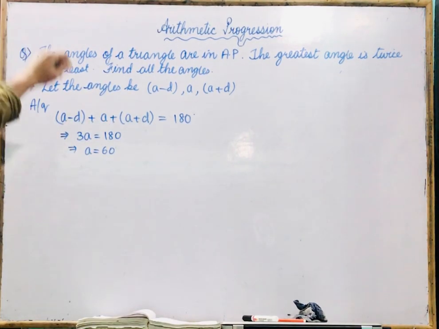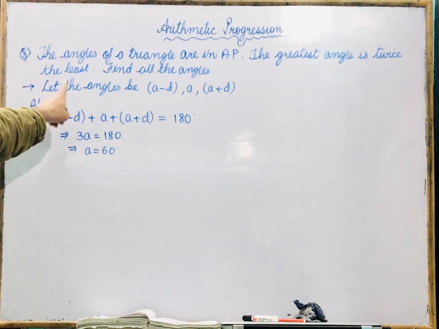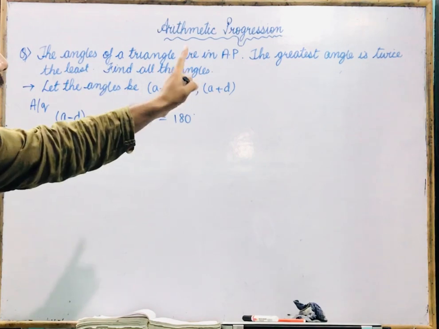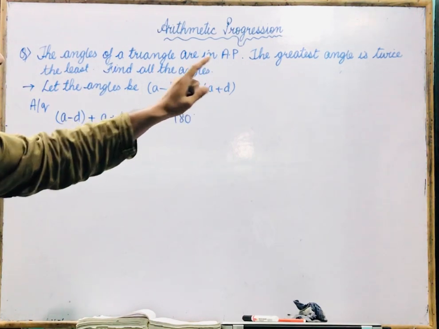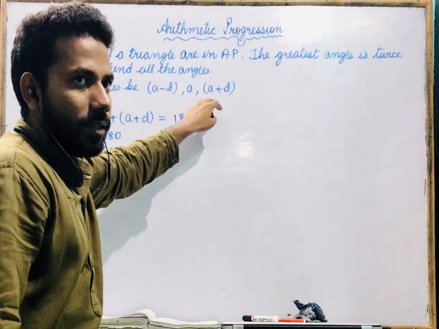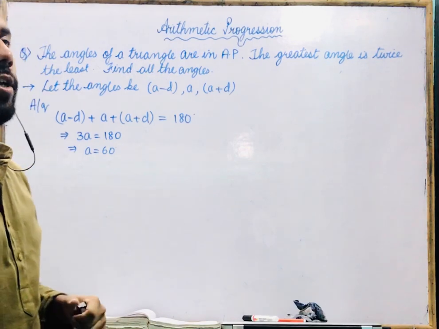Now, you see, the other thing is also given. One more equation is given. The greatest angle is twice the least. Look at these angles, A minus D, A and A plus D. Now tell me, which is the greatest angle among these 3? Which is the greatest angle?